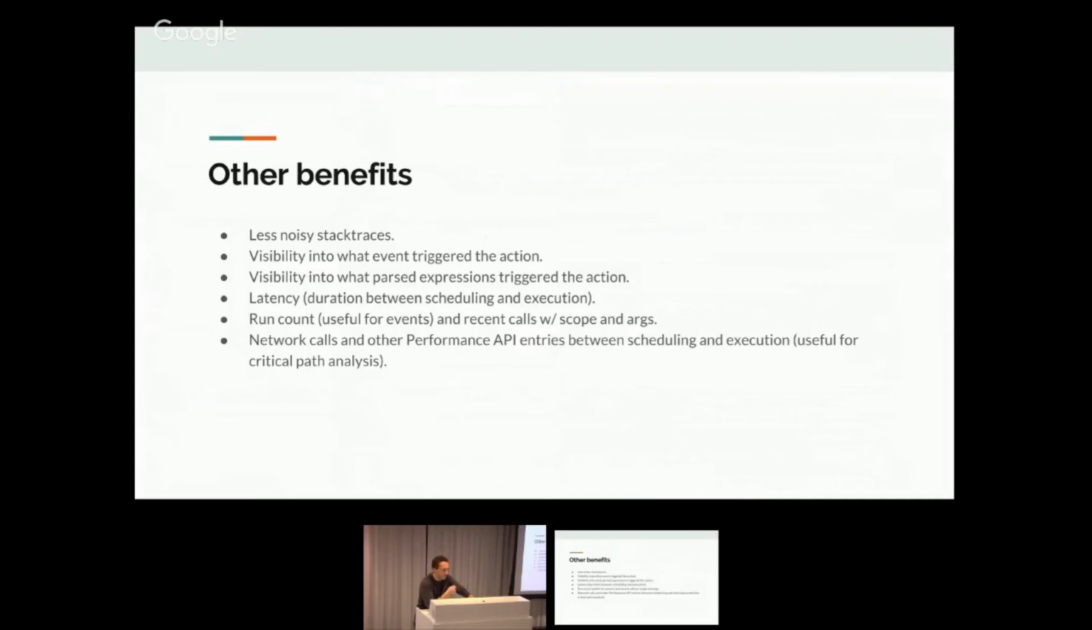You can access all of the network calls made between the scheduling and execution, all the performance-related entries, etc. So you can use this for things like critical path analysis. What got in the way of you running this code?